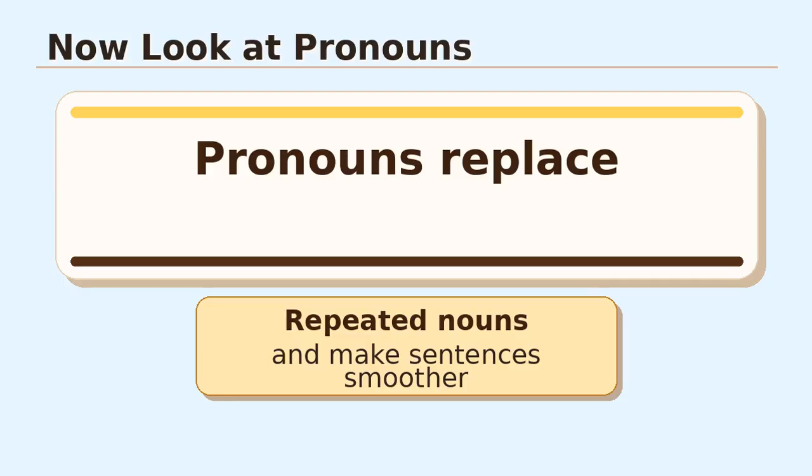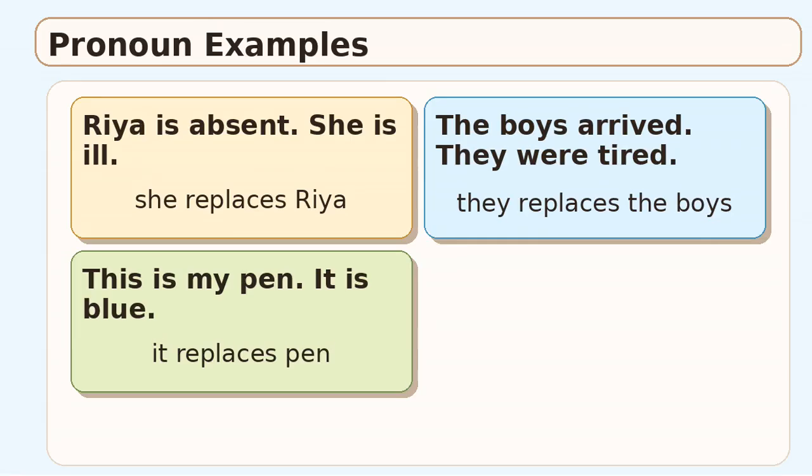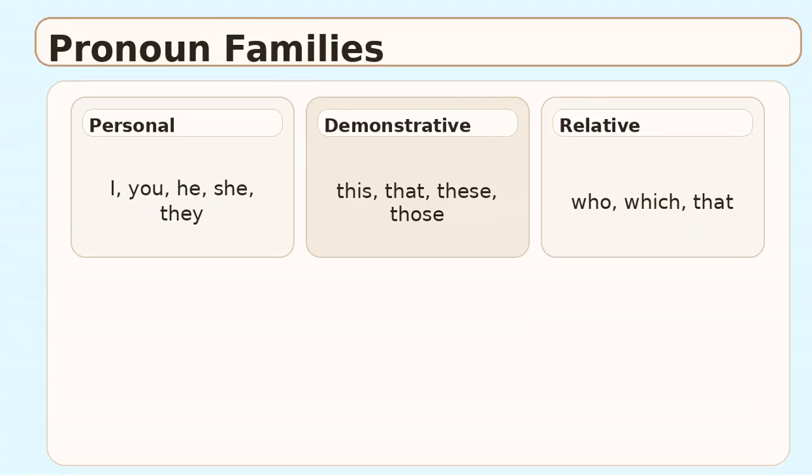A pronoun replaces a noun. We use pronouns so that we do not repeat the same noun again and again. This makes speech smoother and writing less heavy. In these examples, the pronoun stands in the place of a noun already known or already mentioned. Pronouns appear in several families. For now, it is enough to recognize the most common ones in real sentences.